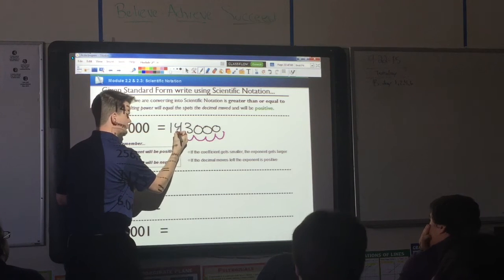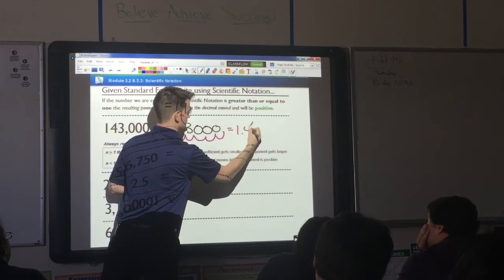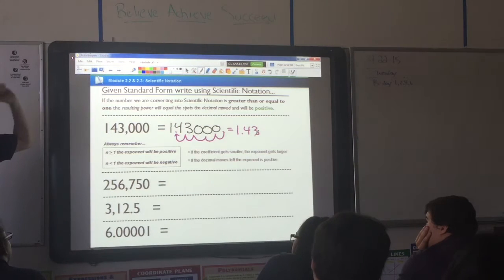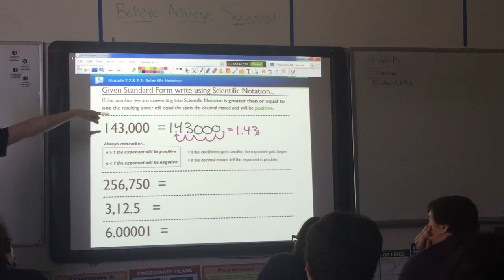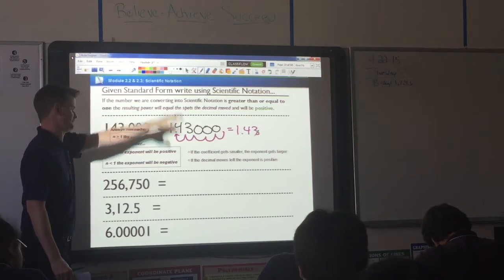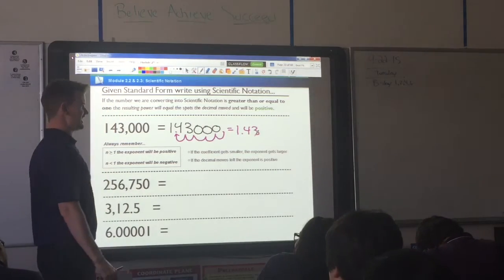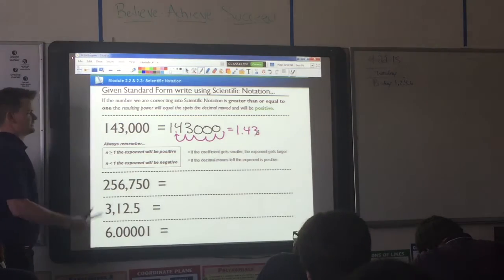If I drop the decimal here, I'm going to have 1.43. Let's see if it satisfies our criteria. Is that number greater than or equal to 1? Yes or no? Yes. Bingo! Is that less than 10? Yes. I do declare that a good coefficient. Hallelujah. Amen. Wait till you show your parents that on the video, right? All right, that's the first part, the coefficient.